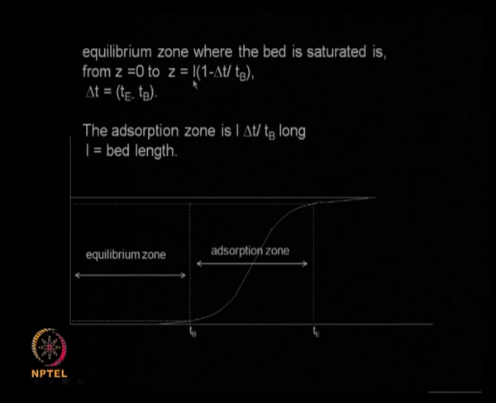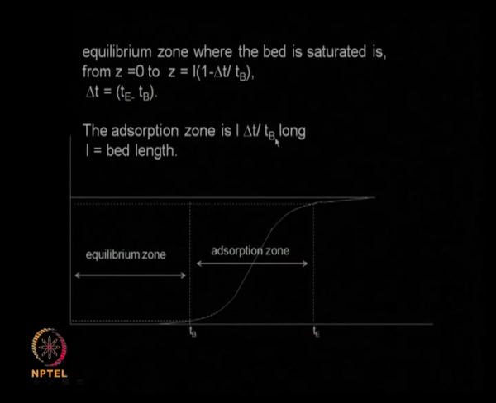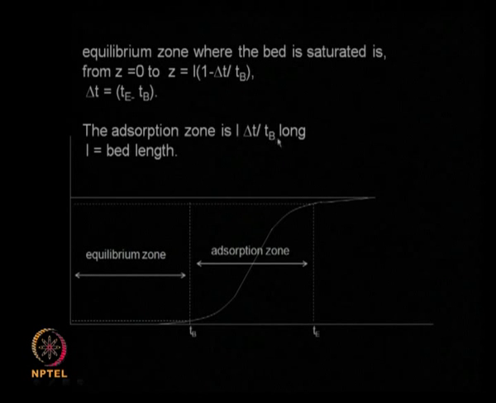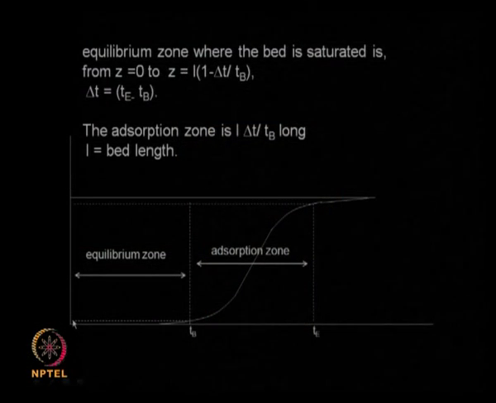The equilibrium zone is L into 1 minus delta T by TB, and the adsorption zone is L into delta T by TB. So basically you would like to have a very short adsorption zone and a very long equilibrium zone. That means if the equilibrium zone is very large, I can adsorb more of the solute using the same amount of adsorbent. So you would like a graph like this, quickly rising up. You do not like a graph where it is rising very slowly, understand. You would rather have a graph which quickly rises up, and that means the adsorption zone is very short and the equilibrium zone is very large.